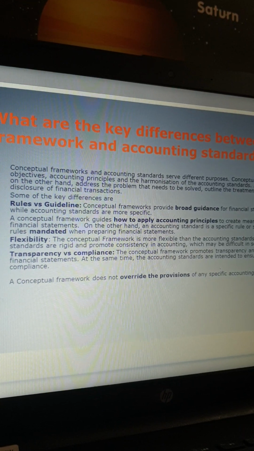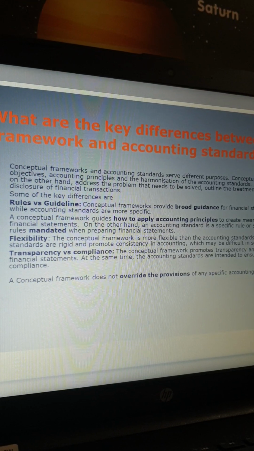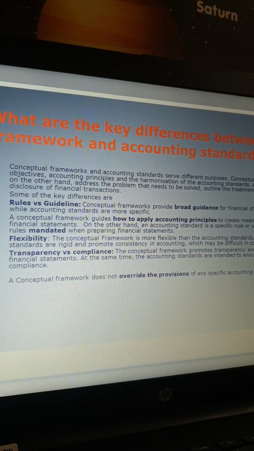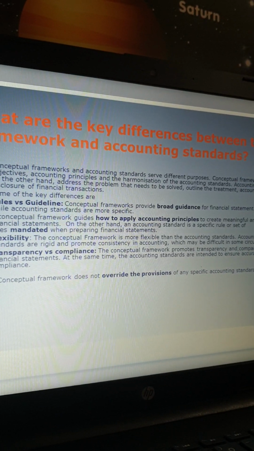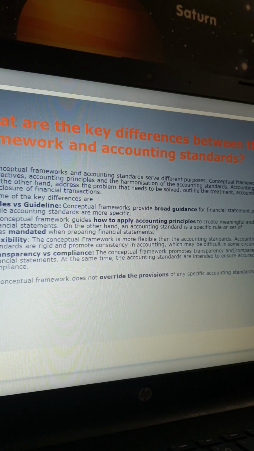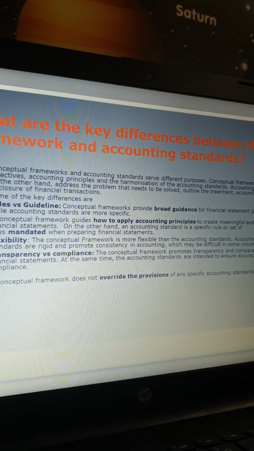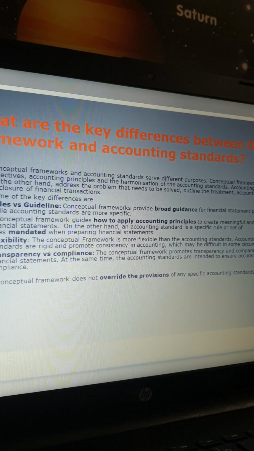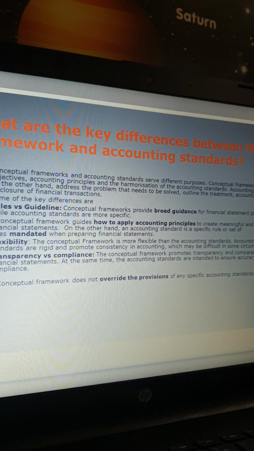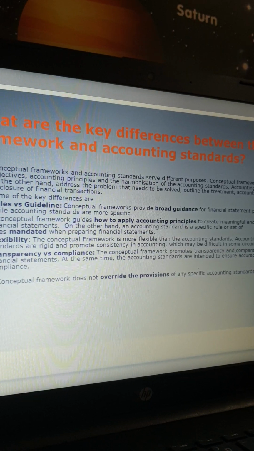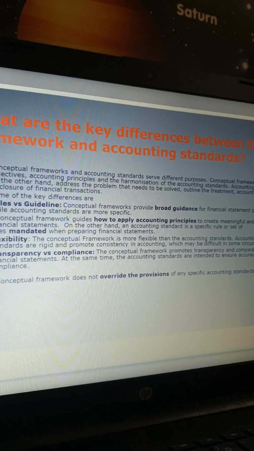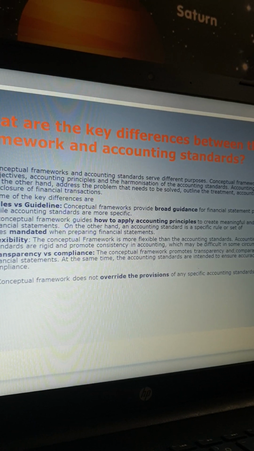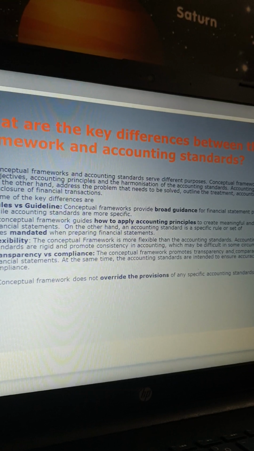Rules versus guidelines. Conceptual frameworks provide broad guidance for financial statement preparation, while accounting standards are more specific. The conceptual framework guides how to apply accounting principles to create meaningful and useful financial statements. On the other hand, an accounting standard is a specific rule or set of rules mandated when preparing financial statements. Flexibility. The conceptual framework is more flexible than the accounting standards. Accounting standards are rigid and promote consistency in accounting, which may be difficult in some circumstances.